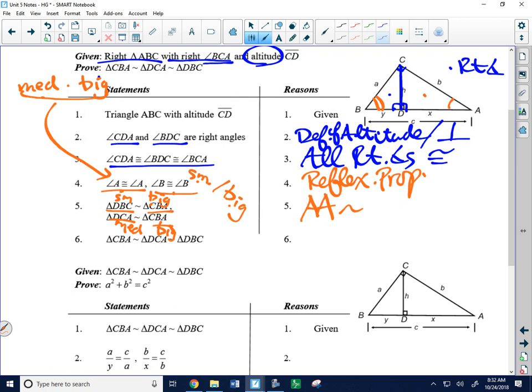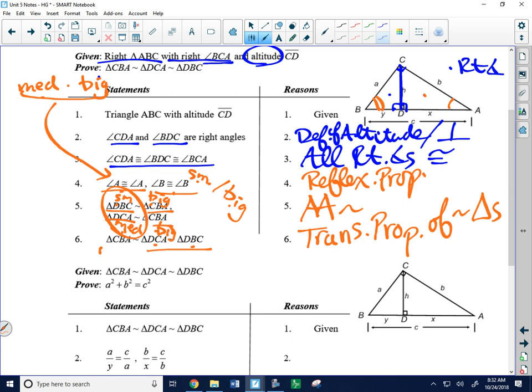If the big is similar to the small and the big is similar to the medium, then the small triangle and the medium triangle are also similar. This is the transitive property, connecting those. Normally I just put transitive property, but I'm going to clarify. Normally it's just between segments or angles. So I'm going to put transitive property of similar triangles.